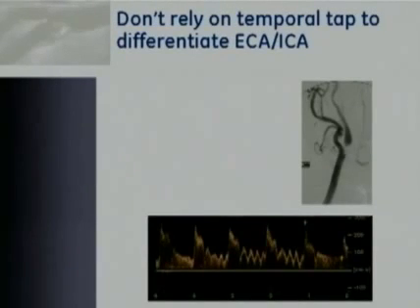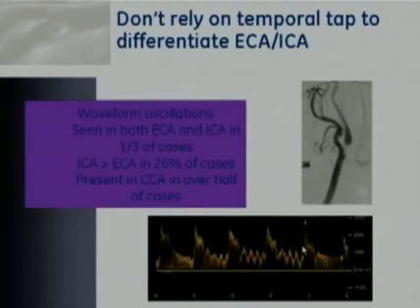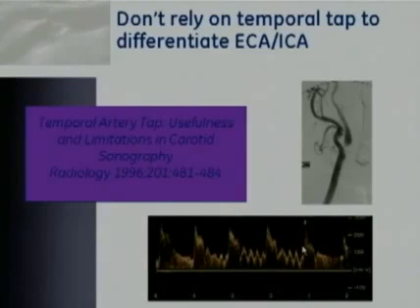Okay, differentiating between the internal and the external carotid artery. This is a key component of the exam, and actually something that can be quite challenging. One of the ways that's been suggested to help in this process is to perform a temporal tap maneuver. The temporal tap is a way that we actually auscultate the temporal artery just in front of the ear. You can feel the pulsation. And then while you're in the vessel that you think is the ECA, you would tap on it. And while doing so, you would appreciate these oscillations in the waveform. But unfortunately, that's really not that accurate.